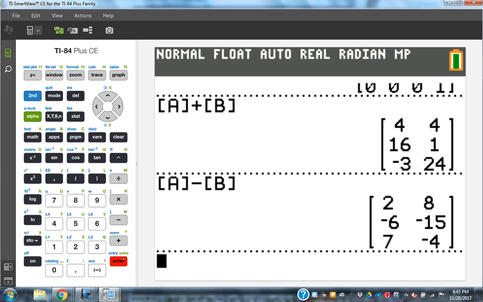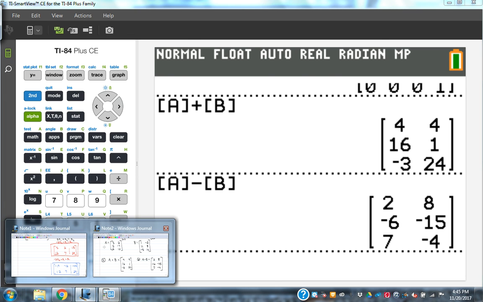I usually don't, though. No matter what size, in order to add and subtract, two matrices have to be what? The same size. No matter how big or small they are, they've got to be the same size to add and subtract them. All right.